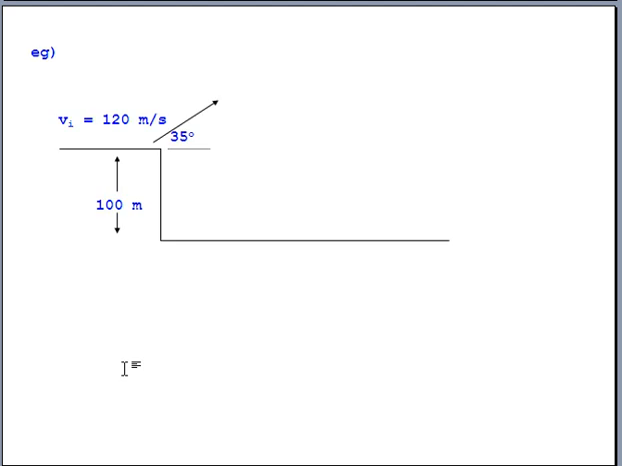Okay, final question, and it's a good one. It's got a whole bunch of parts to it. It's going to take us a bit of time here, almost as much time to do this question as all the other stuff we've done today for this lesson.